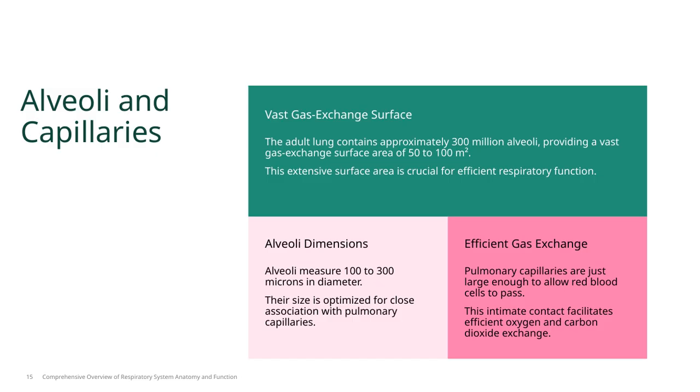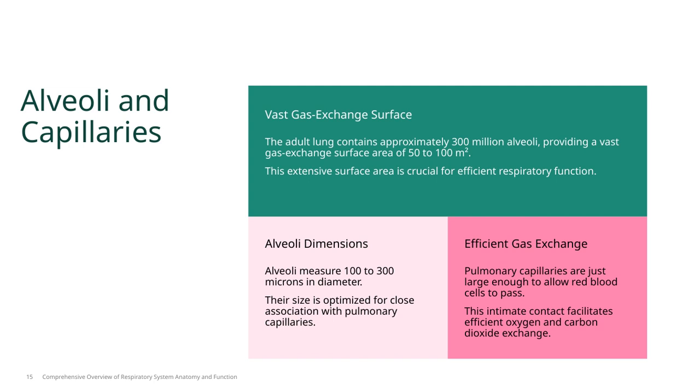Moving on to the alveoli themselves, they are quite small, measuring between 100 to 300 microns in diameter. But their small size is actually a key feature, as it's optimized for close contact with the surrounding pulmonary capillaries. This close proximity ensures that gases can diffuse rapidly and efficiently between the alveoli and blood.